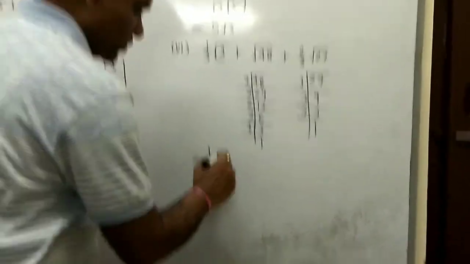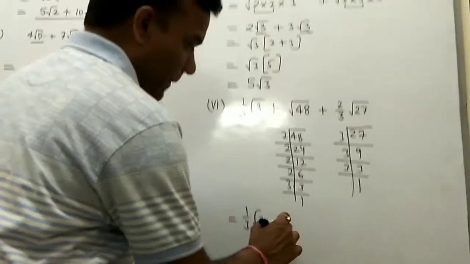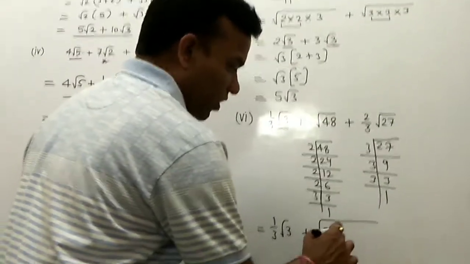Now you put as it is 1 by 3 of root 3 and then plus root 48. You write all the factors inside here.